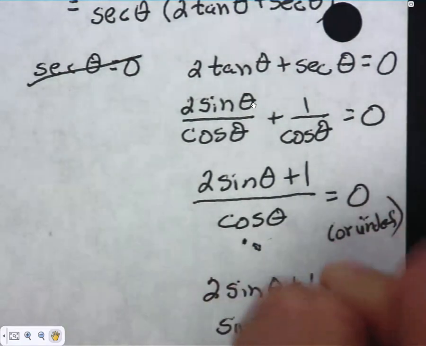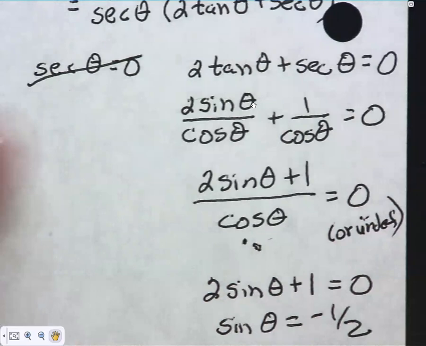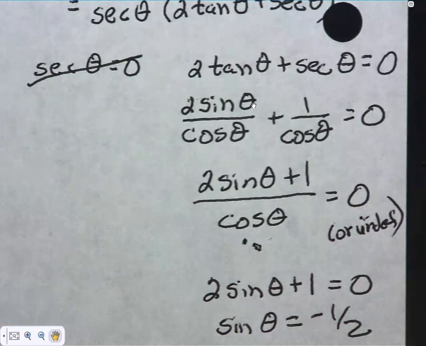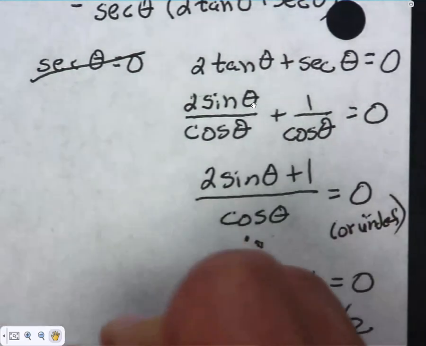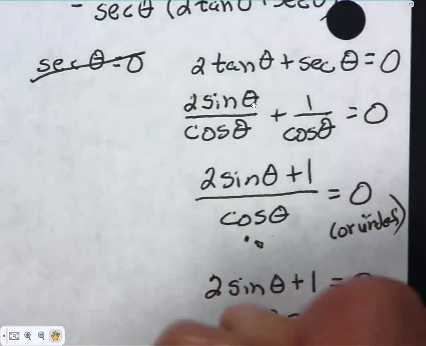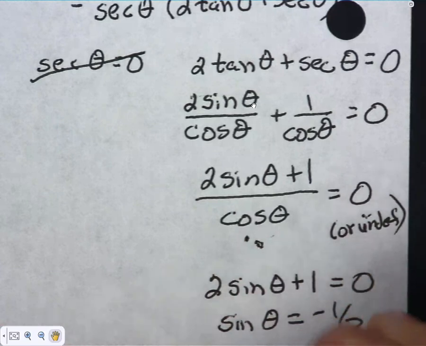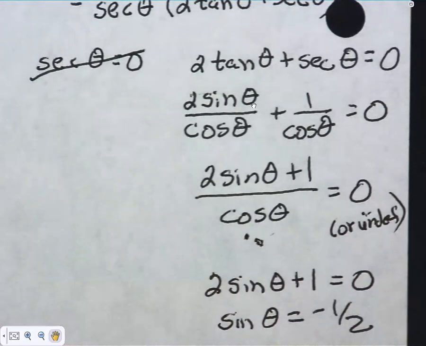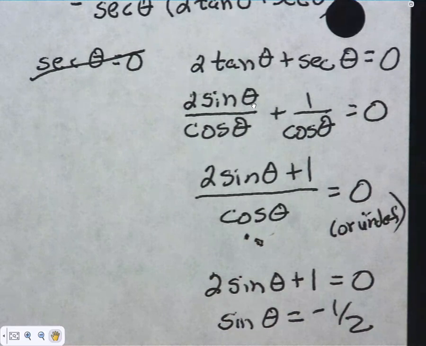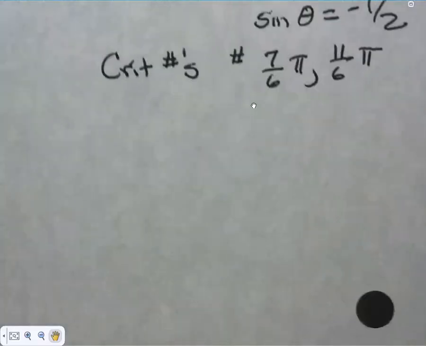So we're just looking for what makes sine negative a half. And so our critical numbers are 7/6 pi and 11/6 pi. On the unit circle, that's right below the negative x-axis, or right below the positive x-axis, where sine is negative a half. There we go.